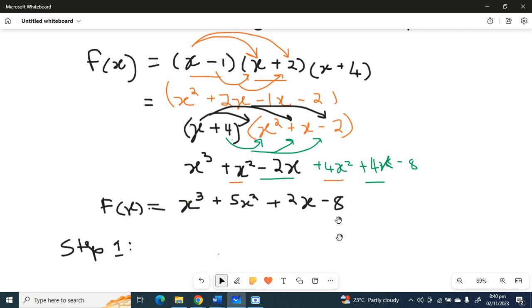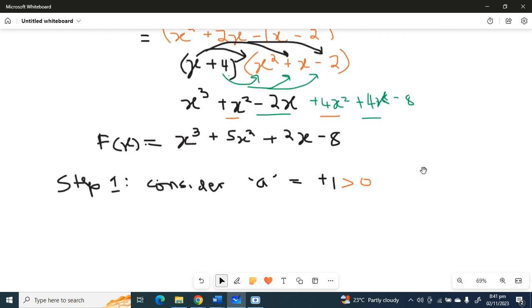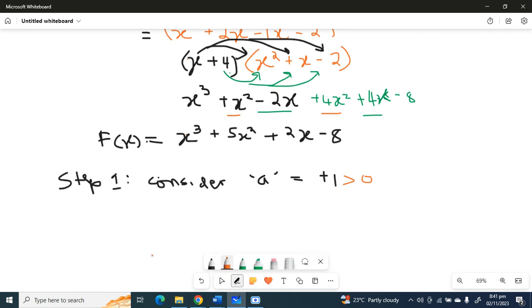So I'll say step 1, consider a. a just represents the coefficient of x cubed. So in this case here, our a, which is the coefficient of x cubed, is 1, and it's positive, and it's greater than 0. So if your leading coefficient is greater than 0, this is the rough sketch of your graph. Your graph is going to look something like this. It is going to start concave down, then switch and become concave upwards. All right. So we have an idea how the graph is going to look.